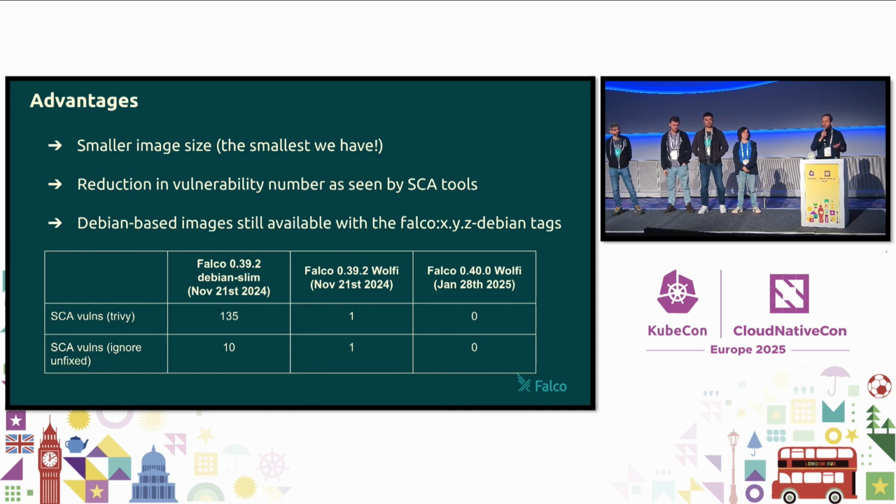And so this means that if we were using the older Debian and you installed Falco in November, now it's complaining about 135 vulnerabilities that are mostly false positives.